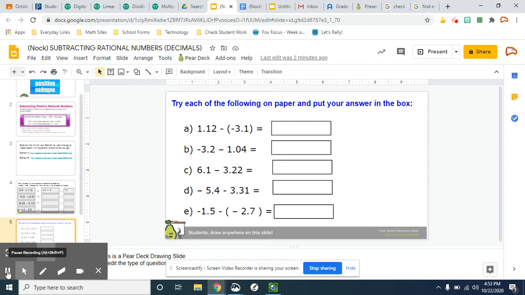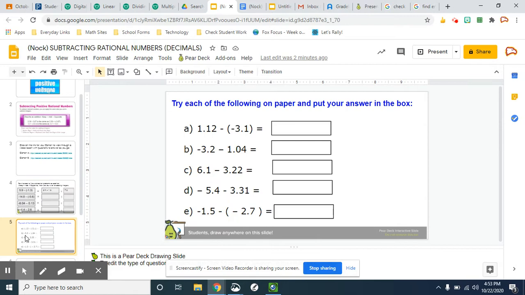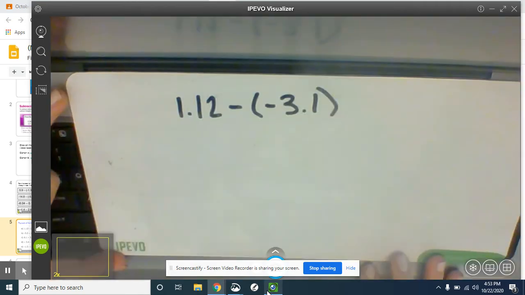All right, so for this slide, I did not show or put a place for you to type it as addition first, but you should be doing that on paper. So this one reminded you, but just because it doesn't remind you doesn't mean you don't have to do it. So we still see subtraction, so we still need to rewrite it.